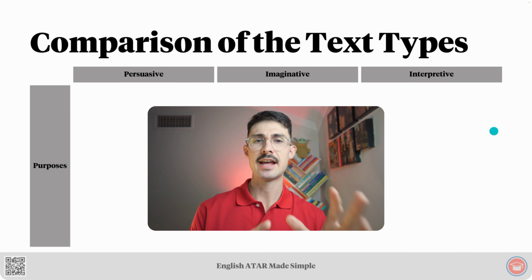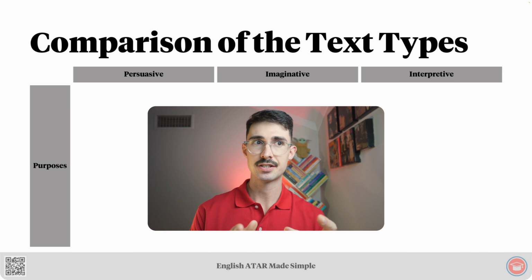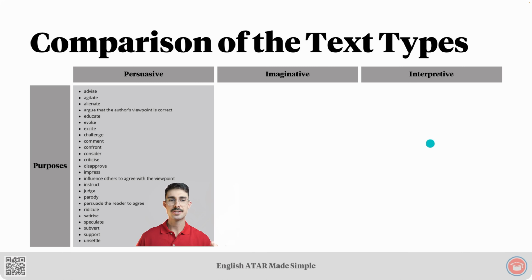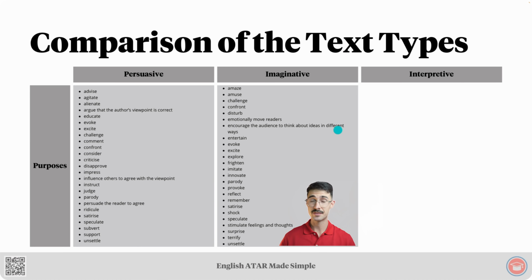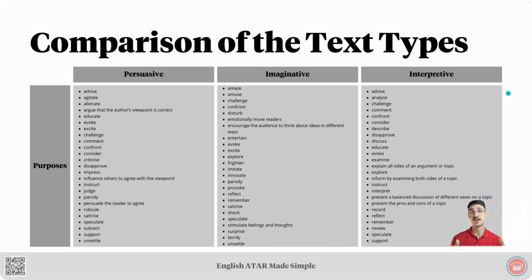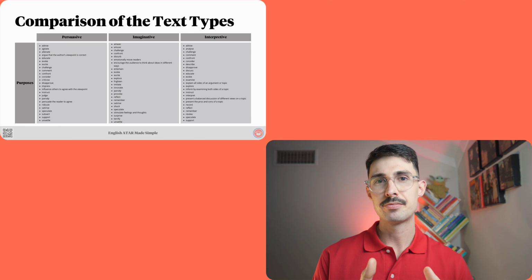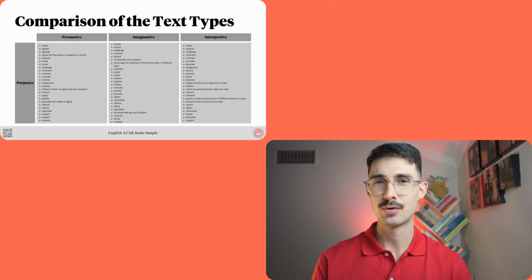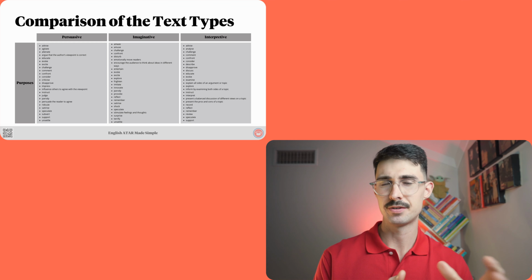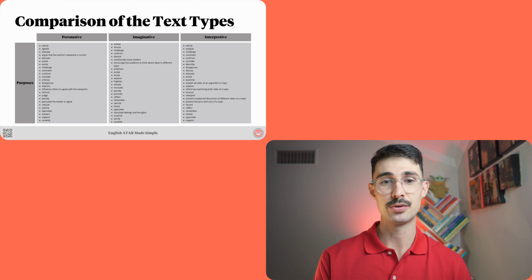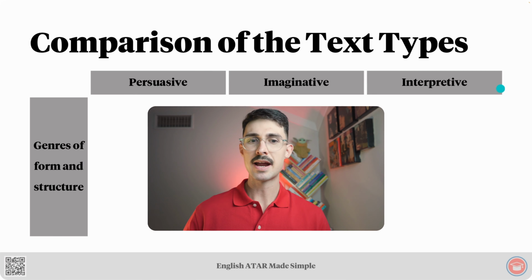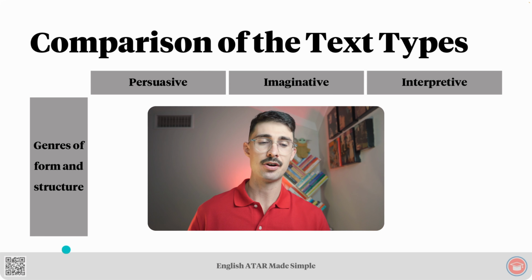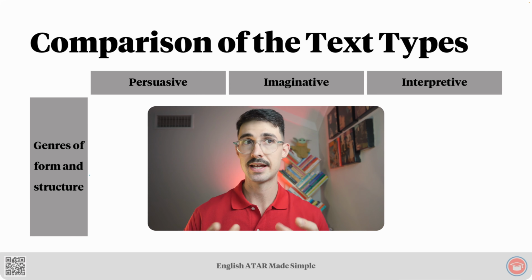Firstly, let's check out how these text types differ based on their purposes. Some common purposes of persuasive text are as follows, similarly for imaginative texts, and thirdly for interpretive texts. This table is reproduced in the PDF study notes for the lesson. I'm not going to go through each and every one of these words now, and hopefully it already feels a bit familiar, and that is because we looked at this table in the lesson on purpose and audience in module 2.